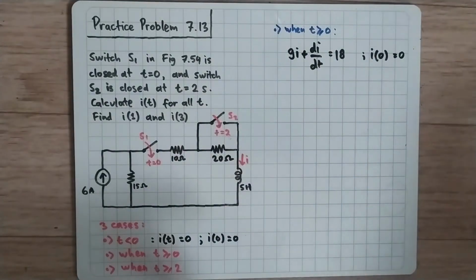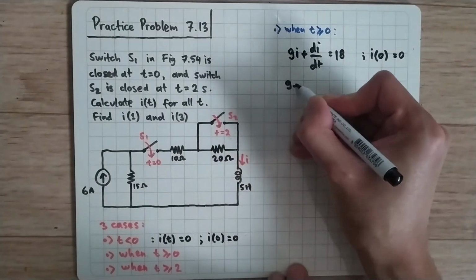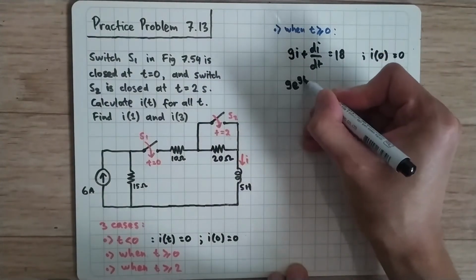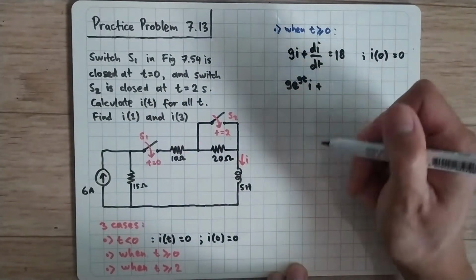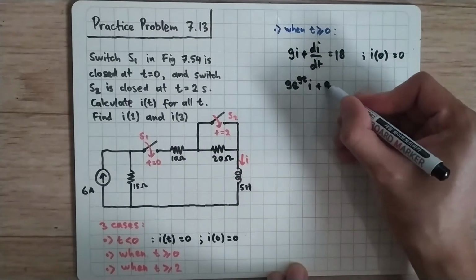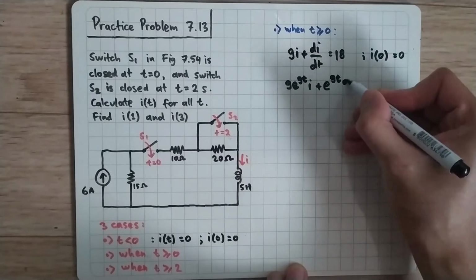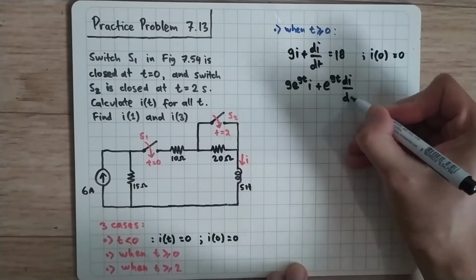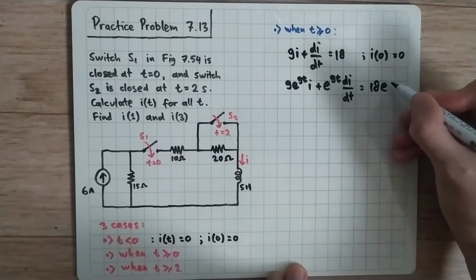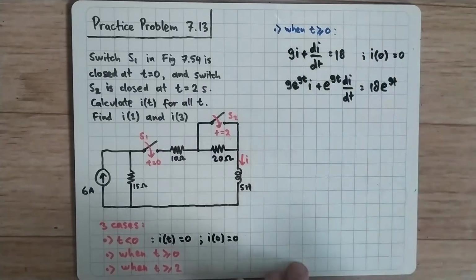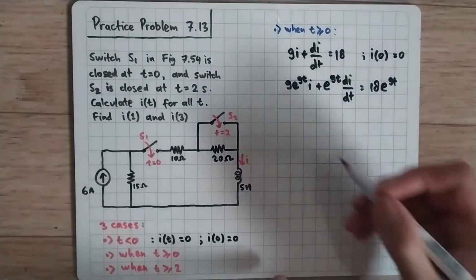9 multiplied by t, not 90, right? So I will have 9 multiplied by e to the 9t, and I multiply this by i, plus, and this one is also multiplied by e to the 9t. So I will have di over dt, and on the right hand side we also multiply by 18 e to the 9t.